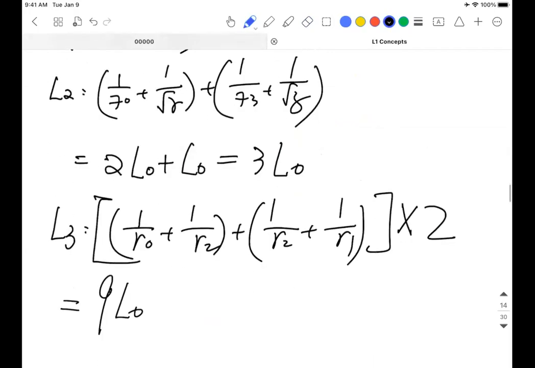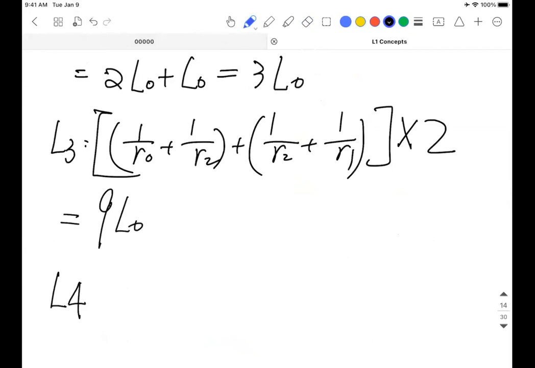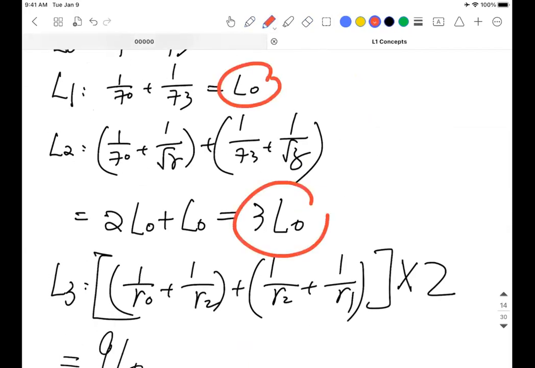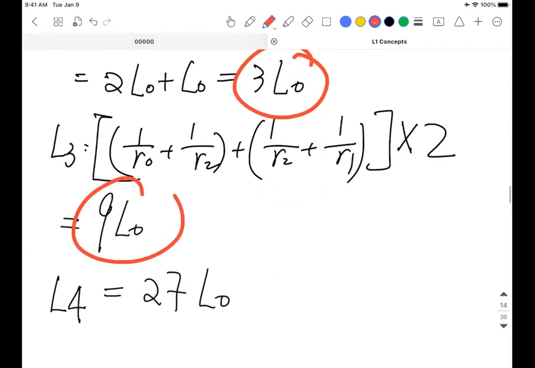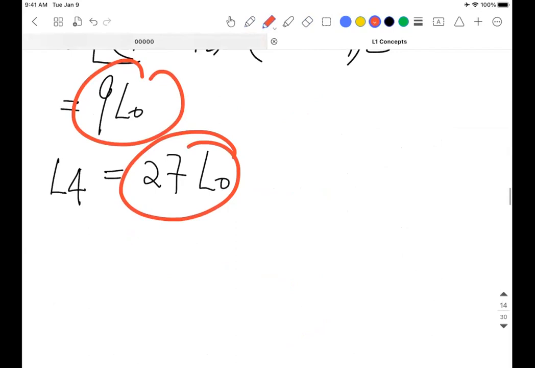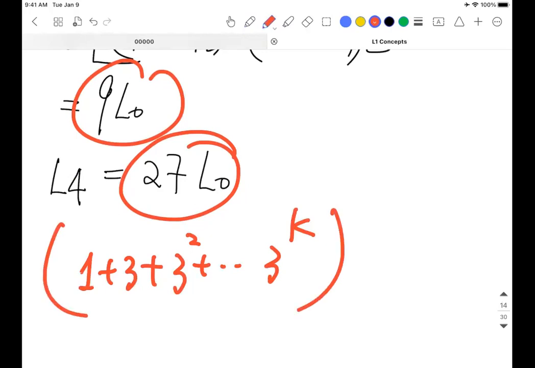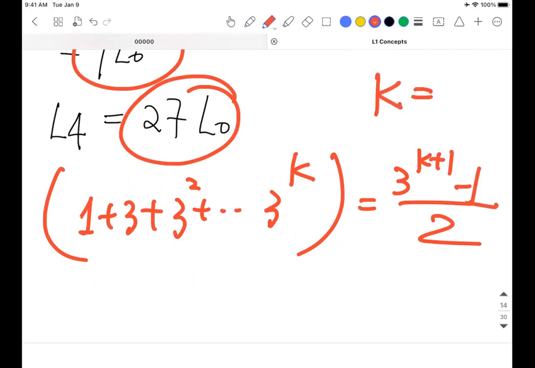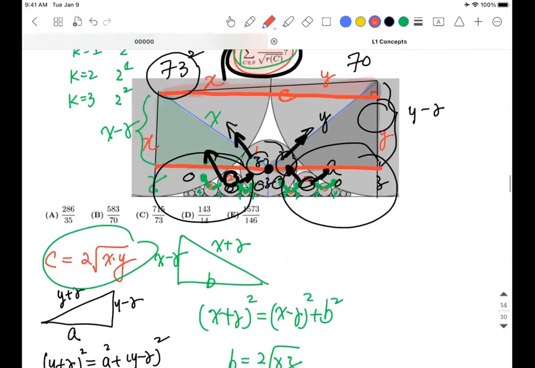You know what? If you are not 100% sure, you can write the layer 4 again one more time. This is going to be 27 layer 0. Your goal is to add the first one, second one, ninth one, 27th one. That's going to be 1 plus 3, 3 squared, all the way to 3 to the power of k, all together. That's going to give you (3 to the power of k plus 1 minus 1) over 2. You plug in the value for k. K is actually equal to 6, right? So you get what you need. So this is actually this guy.